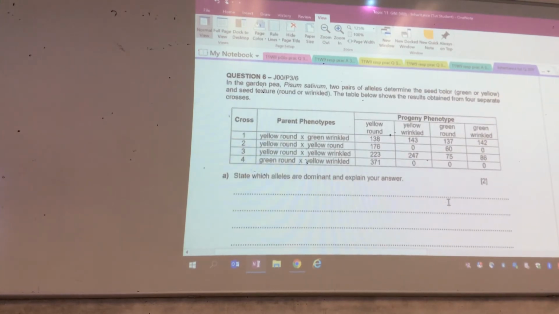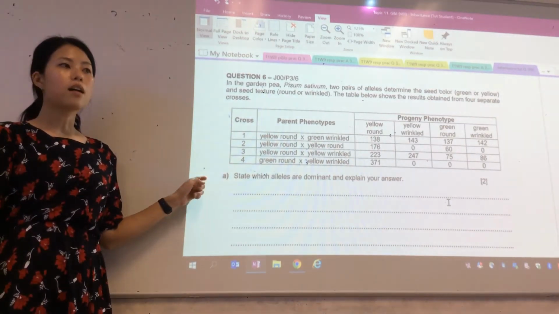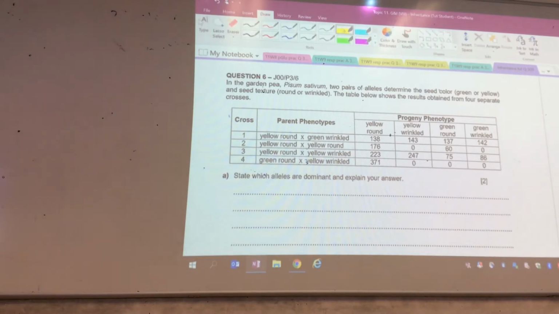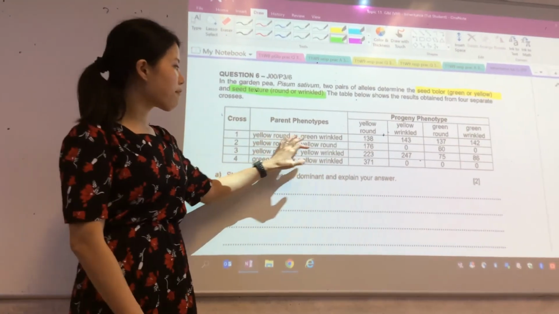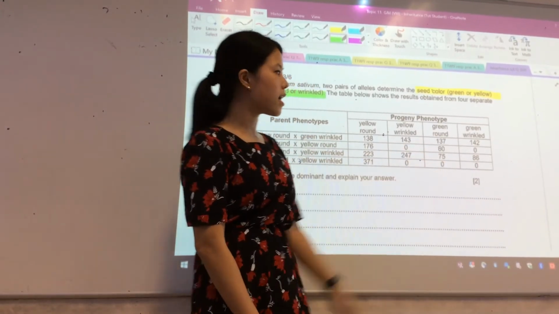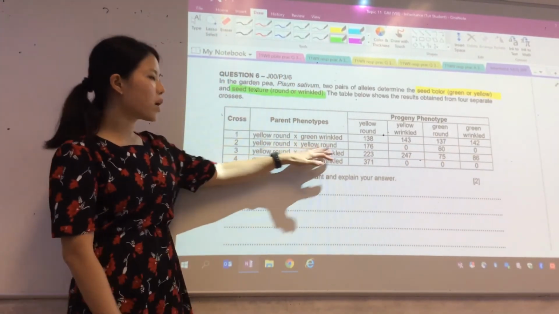Alright, now this question number 6, I think some of you have problems with this question. So anyway, over here, is this a monohybrid or dihybrid question? Dihybrid, how do you know? Two characteristics, right? The first characteristic is for seed color. The second characteristic is for seed texture. Now, basically they give you 4 different crosses. So you have 4 different pairs of parents, and then their respective offspring, tabulated.